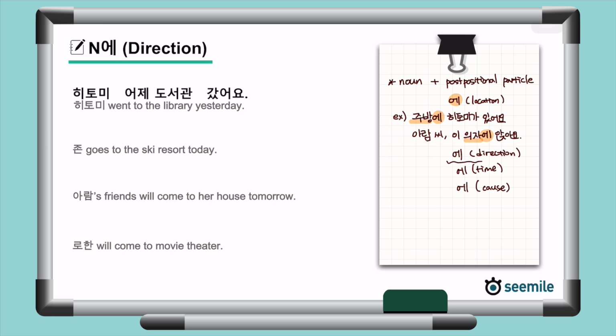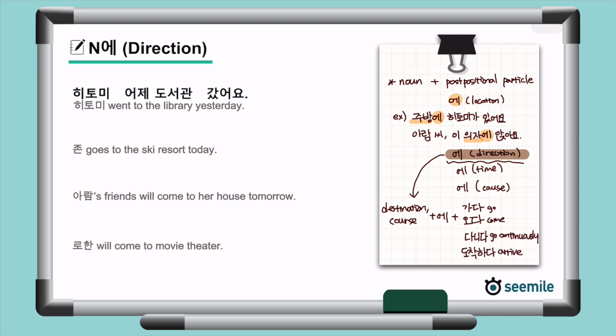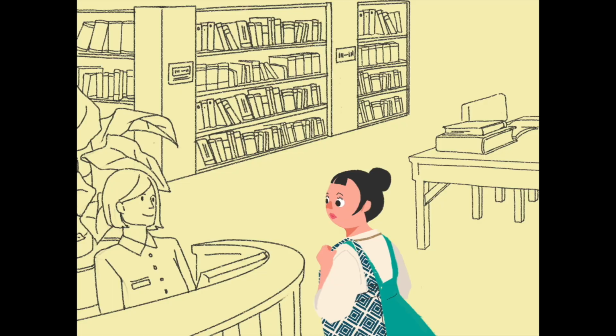First, direction. The particle 에 at times is used to indicate that the preceding noun refers to a destination or the course of a certain action. In this situation, 에 is often used with verbs such as 가다, 오다, 다니다, 도착하다. Keeping that in mind, let's watch the following video.